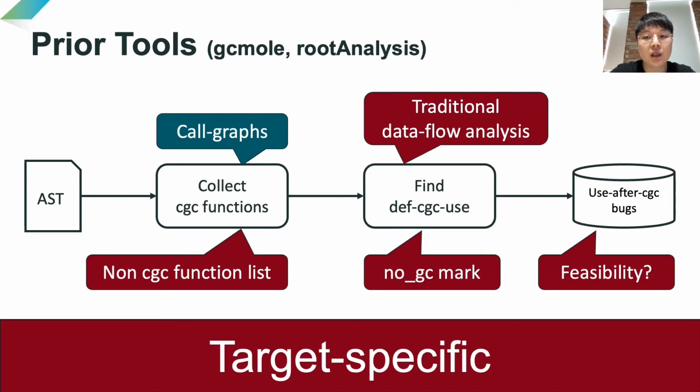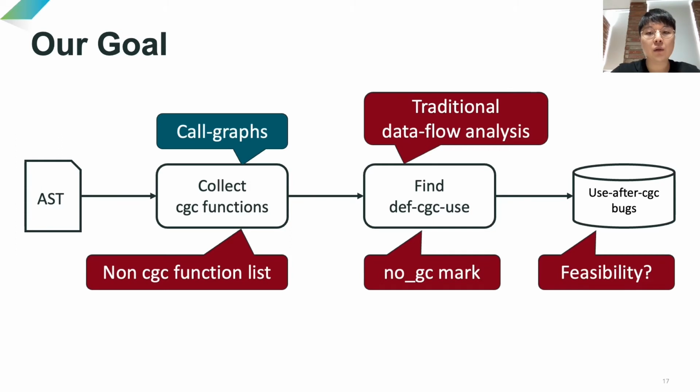And the heuristics are tightly coupled with their targets, so they cannot be used to detect use-after-CGC bugs in other targets. Our goal in the paper is to design a use-after-CGC bug detection tool that can address all the challenges that I have mentioned so far.